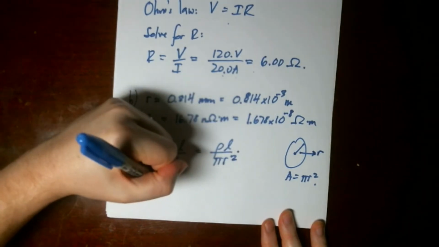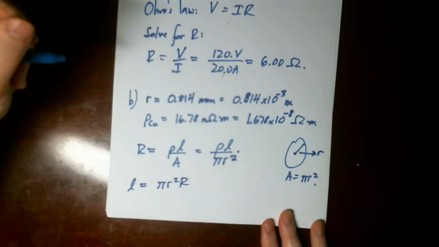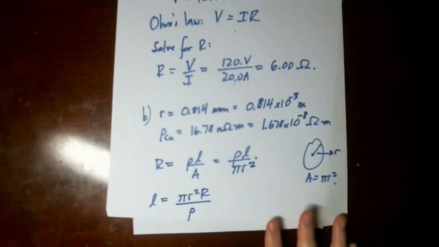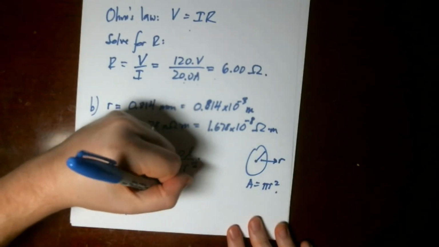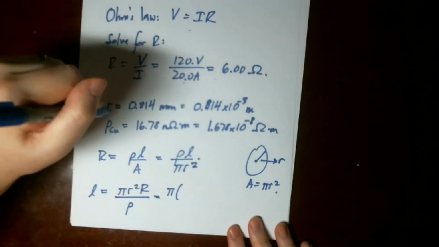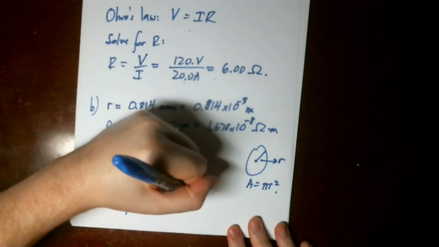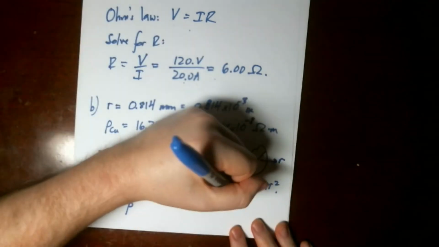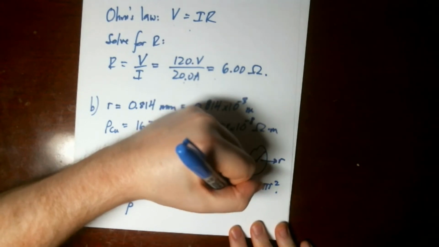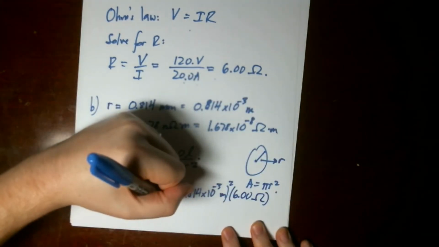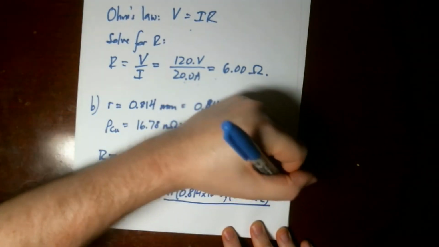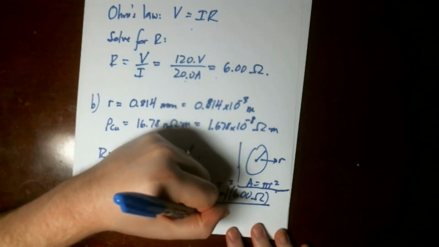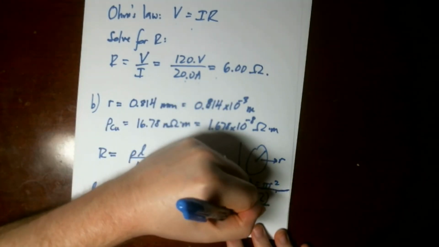L is going to be pi r squared times the resistance, which we already found to be 6 ohms, divided by the resistivity rho. So let's substitute in. We have pi, a radius of 0.814 times 10 to the minus 3 meters, squared, times the resistance from part A, which is 6 ohms. Sorry if I'm impinging on my previous writing. And then we divide by our resistivity of copper, 1.678 times 10 to the minus 8 ohm meters.